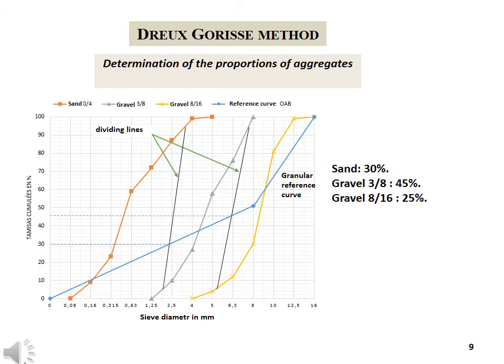The point, the crossing point of the reference curve with the dividing lines, allows us to read the absolute volume percentage of each of the aggregates: sand 0/4, gravel 3/8, and gravel 8/16. We find the following results: for sand, 30%. For gravel 3/8, 45%. For gravel 8/16, 25%.